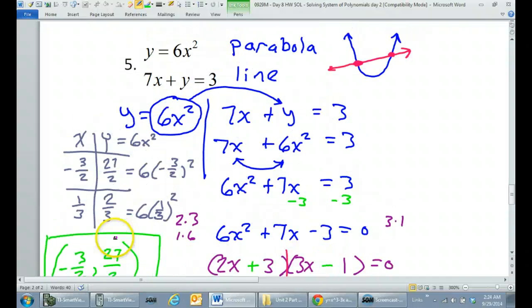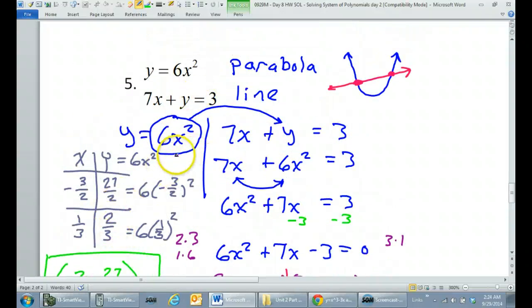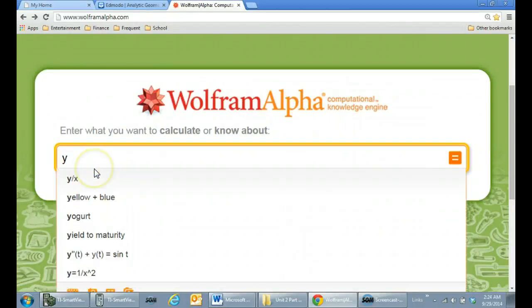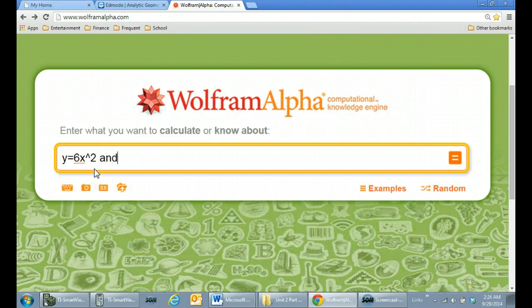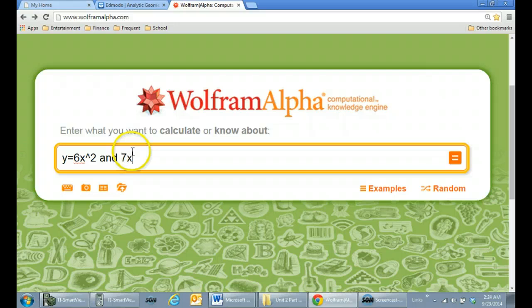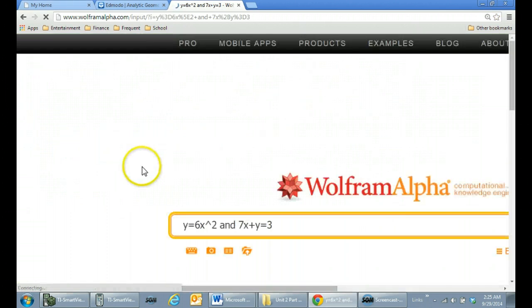Now let's check our answers using Wolfram Alpha and just get a picture of how it actually looked. Alright, first equation was y equals 6x, whoa, squared. Got to use that caret. And then the other one was 7x plus y equals 3. So 7x plus y equals 3. Alright, just hit enter and let's see what we got.